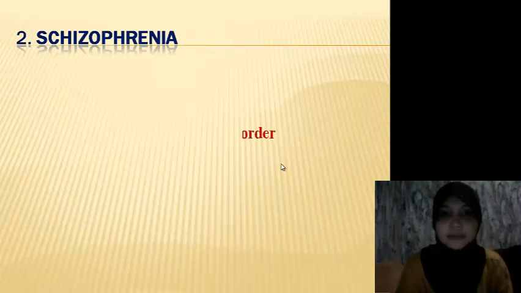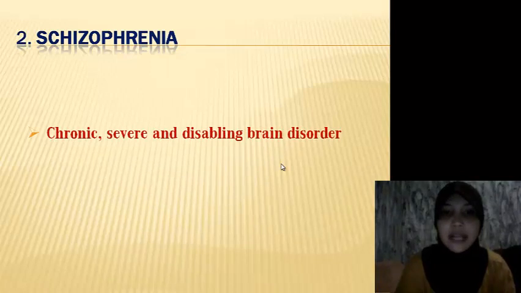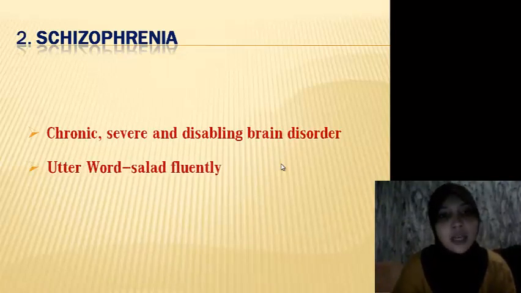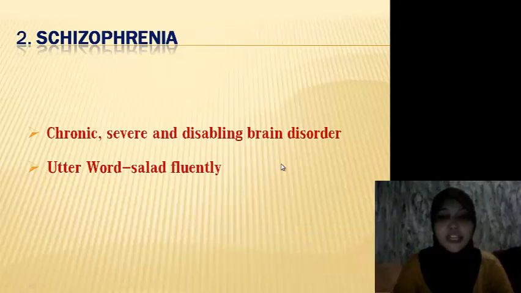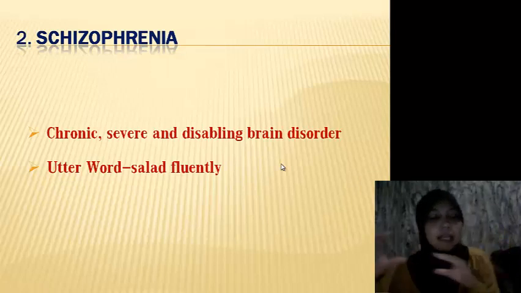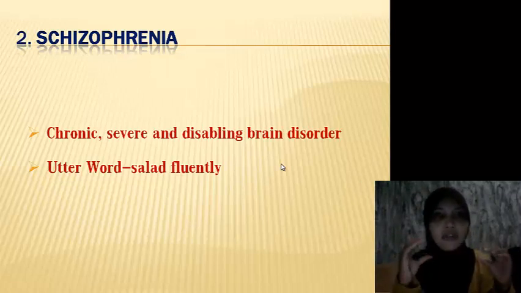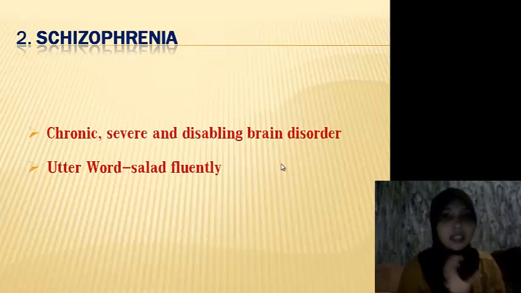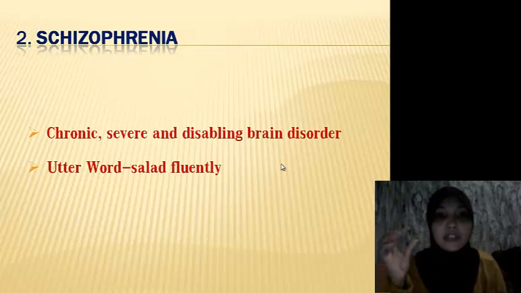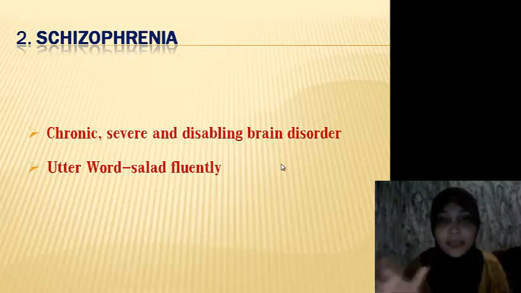And then the next is schizophrenia. Schizophrenia is a chronic, severe, and disabling brain disorder. People with schizophrenia always utter word salad fluently. Do you know what word salad is? Word salad is, for example, someone saying one sentence and then the next sentence is not relevant to the first. It does not have a relationship or a meaning. There is no meaning between one sentence and the next. It is like word salad, and people with schizophrenia always speak word salad fluently.